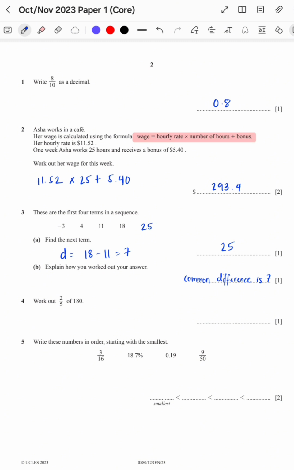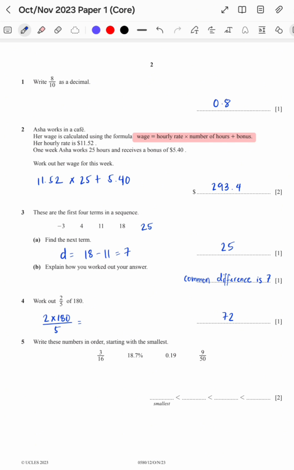Question number 4. Work out 2/5 of 180. So to do this type of question, we just multiply 2/5 by 180. So that's 2 times 180 divided by 5. This will equal 72. Question number 5.